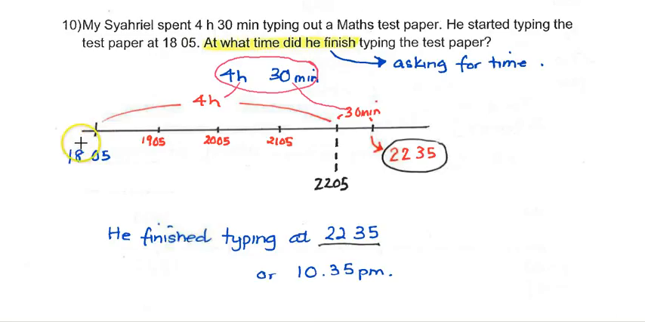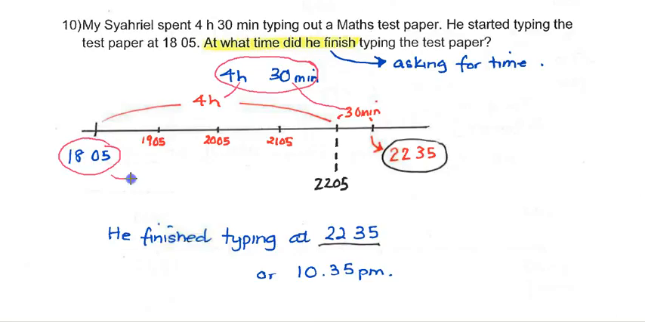He started typing. Starting time is given, duration is given. So what you can do is count from 1800 hours and 5 minutes over here. You count 4 hours first.